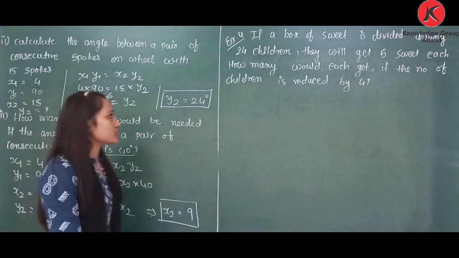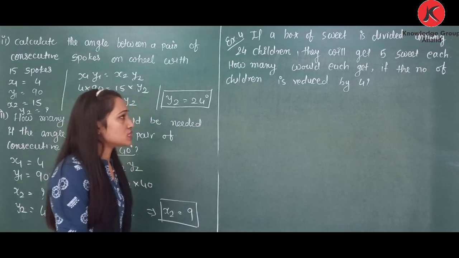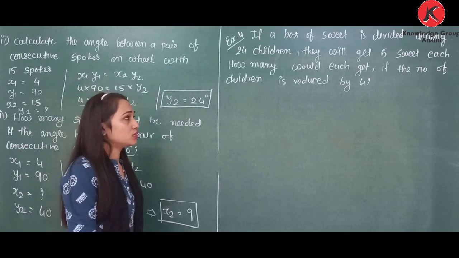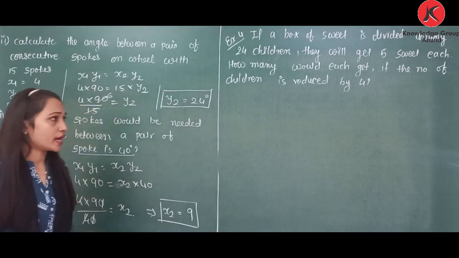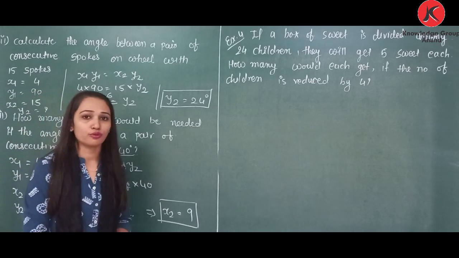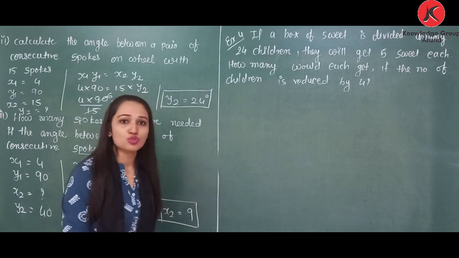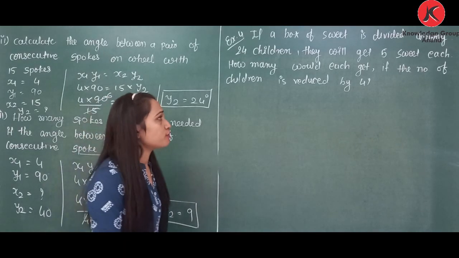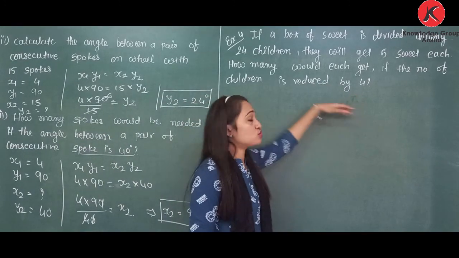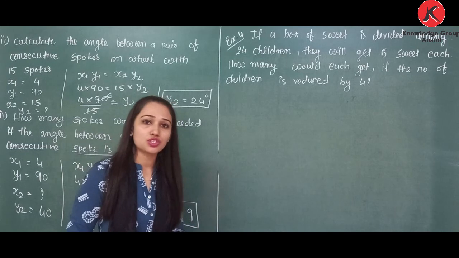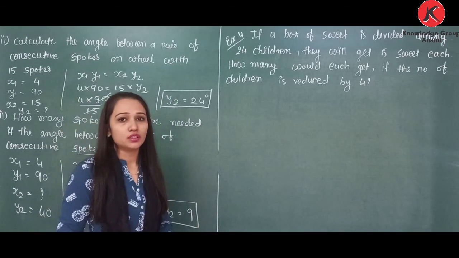Clear? Now next one. Example 4. If a box of sweets is divided among 24 children, they will get 5 sweets each. How many would each get if the number of children is reduced by 4? So when there are 24 children, each will get 5 sweets. So we need to find when reduced by 4 means 4 children are cancelled out. So what are the remaining children? 20 children. So if there are 20 children, how many sweets did each one get?